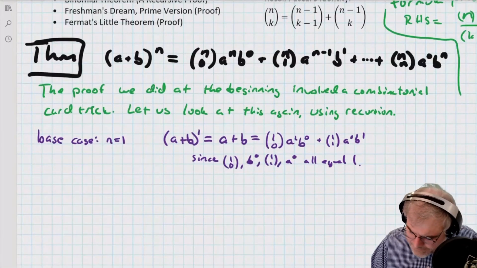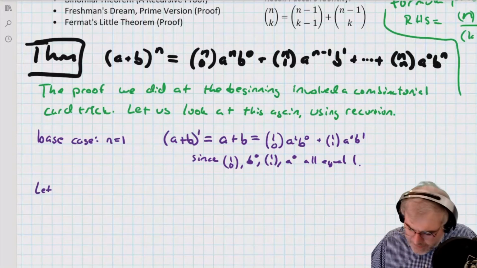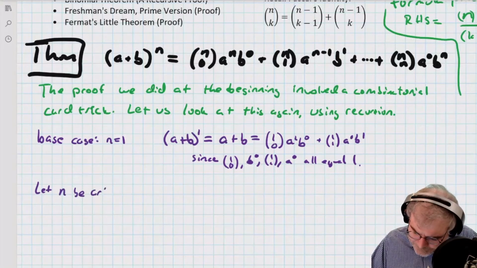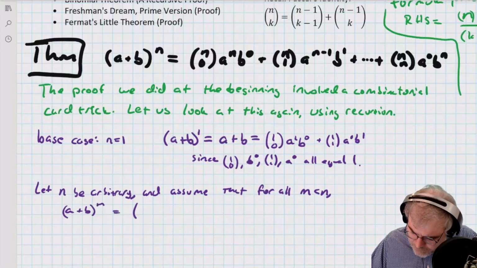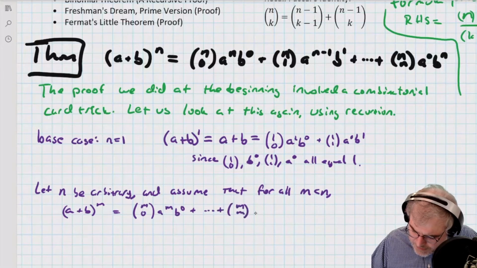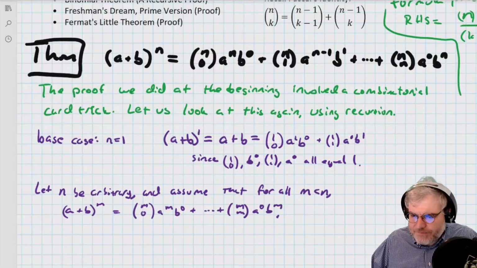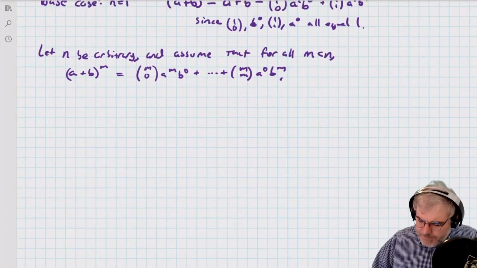All right, so let n be arbitrary and assume that for all m less than n, (a + b)^m equals m choose 0, a to the m, b to the 0, plus dot dot dot plus m choose m, a to the 0, b to the m. All right, so that's my induction assumption.